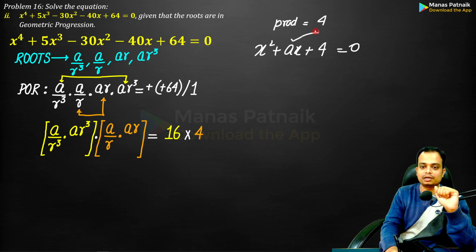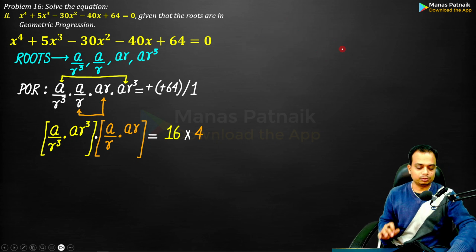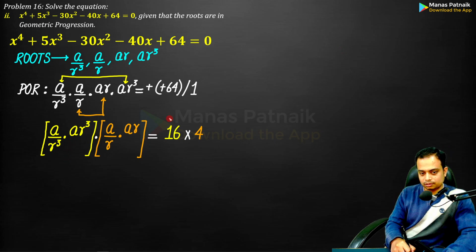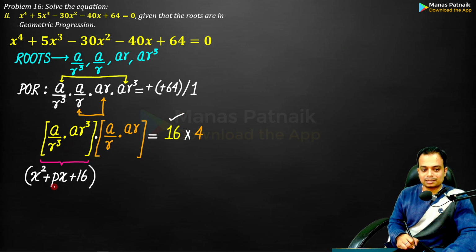What is a? a is nothing but the sum of the roots. We don't know about the sum of the roots. All that we know is about the product of the roots. So I am going to be using this philosophy to start. The product is 16. x square plus sum of the roots into x plus product of the roots. This is known to us.